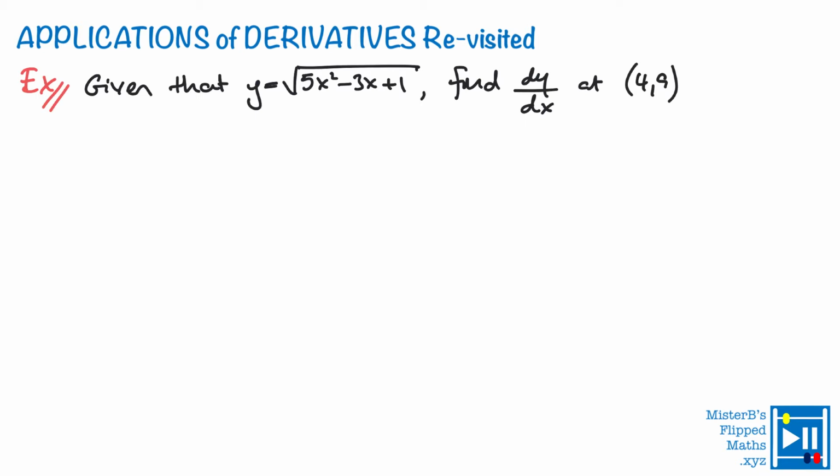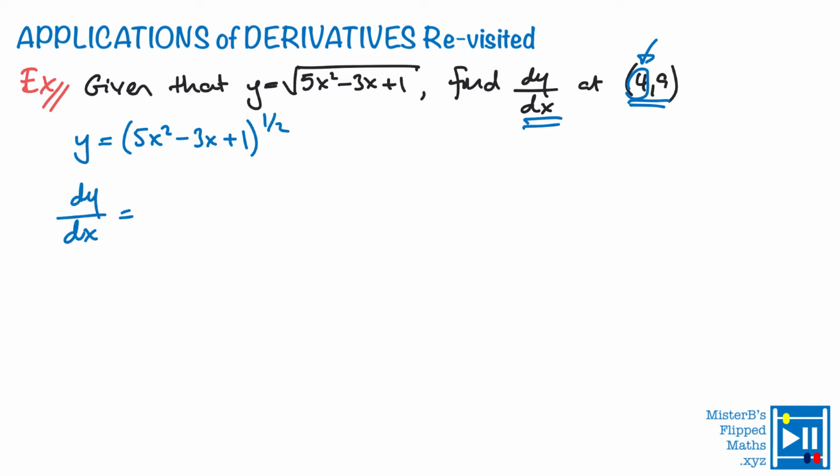Given that y equals this expression, find dy over dx at this point. So basically we are finding the gradient here, and what you're going to do is substitute the x value into the derivative that you find, and that's pretty much it for this question. So let's start. We're going to write the function again. So that is 5x squared minus 3x plus 1 to the power of 1 over 2, right? That's the square root. And now I can take the derivative.